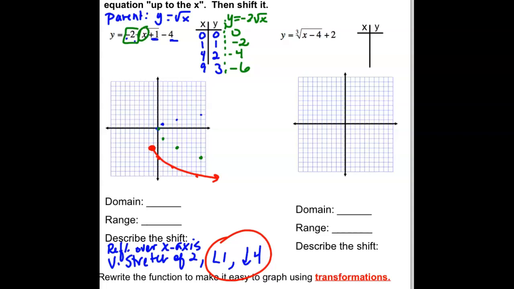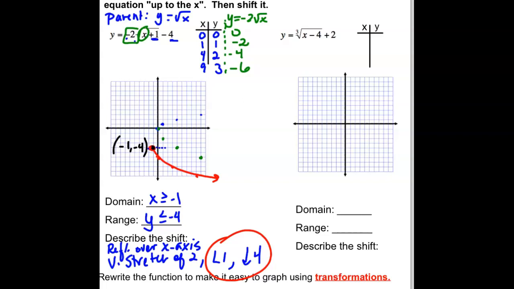My domain for this red graph now, picture the coordinates of this point right here, your end point. We're at negative 1, negative 4. So my x values are starting at negative 1 and moving off to the right. So x would be greater than or equal to negative 1. My y values are starting here at negative 4, but going lower than that. So y has to be less than or equal to negative 4. All right, that's a typical square root graph.